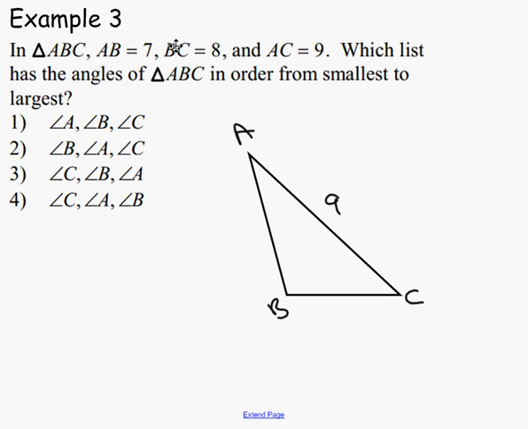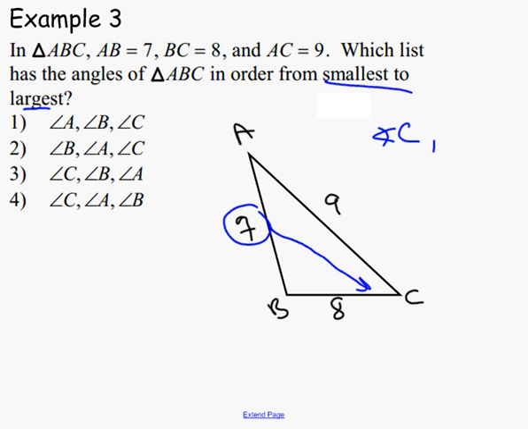By the way, these are all sides. So side AC measures 9 units, side BC measures 8 units, and side AB measures 7 units. So we want to go from smallest to largest. Well, the smallest angle would be across from the 7. So the smallest angle is angle C.